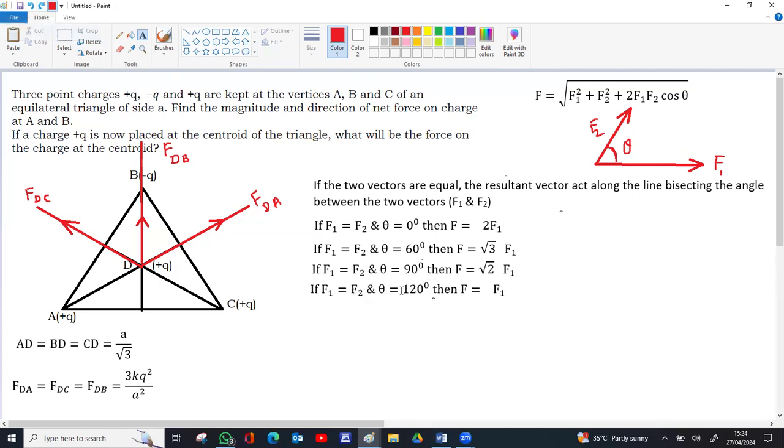Now if the two vectors are acting at 180 degrees, opposite, there is nothing to do, you can just subtract.